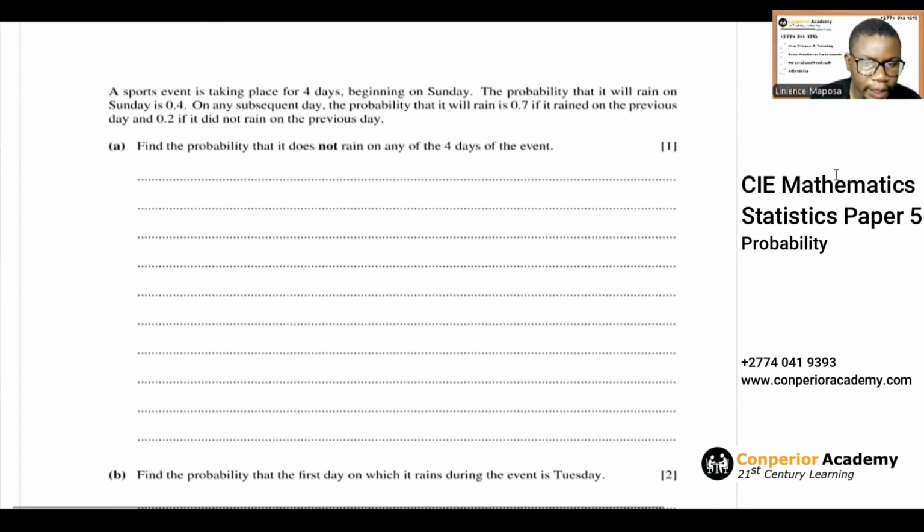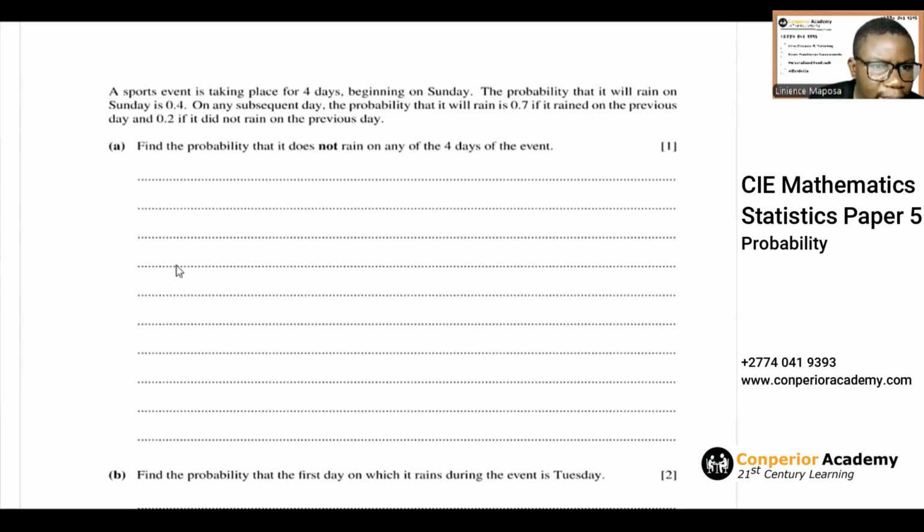The next question, again, is about probabilities. It says that a sports event is taking place for 4 days, beginning on Sunday. The probability that it will rain on Sunday is 0.4. On any subsequent day, the probability that it will rain is 0.7 if it rained on the previous day. So there's a conditioning. If it rained yesterday, then the probability of it raining today will be 0.7, and 0.2 if it did not rain. So the chance of it raining if it didn't rain yesterday is 20%, 0.2.